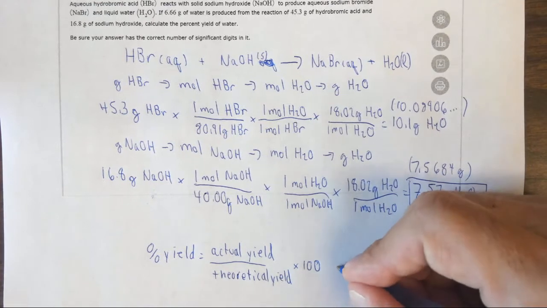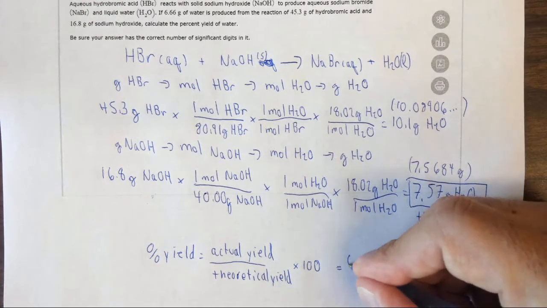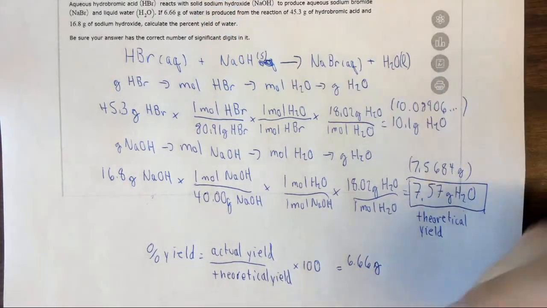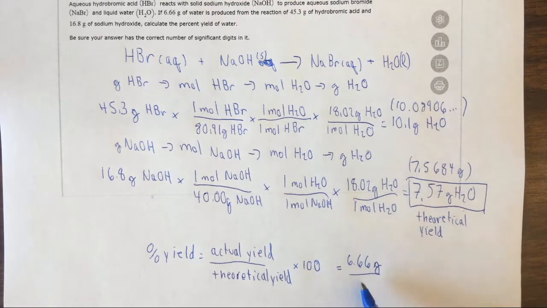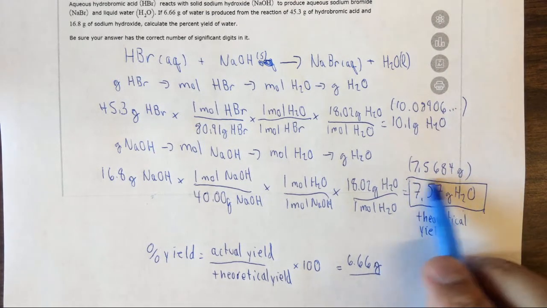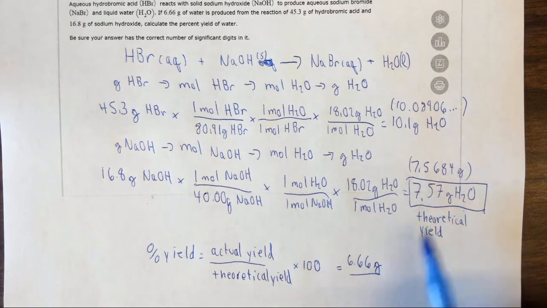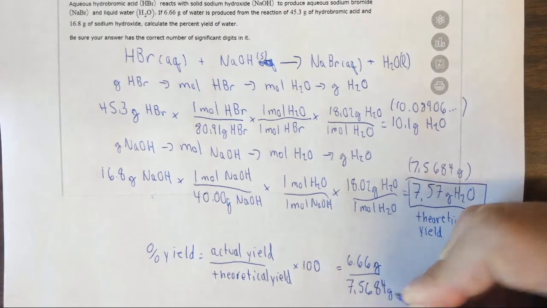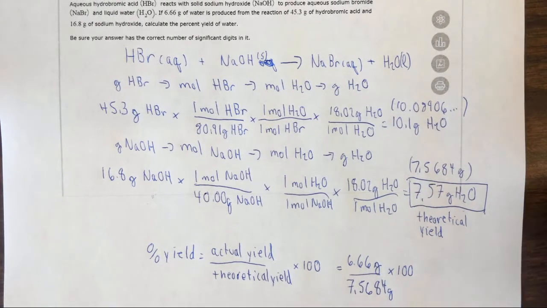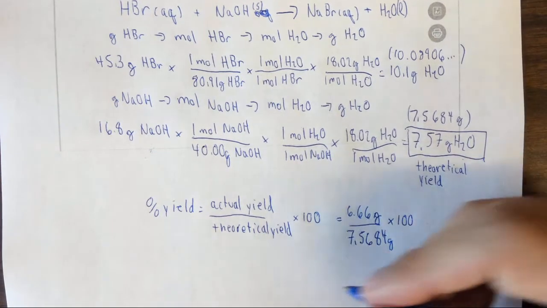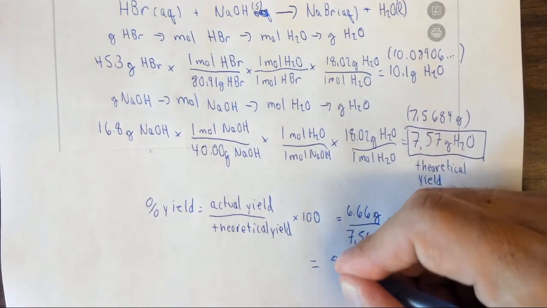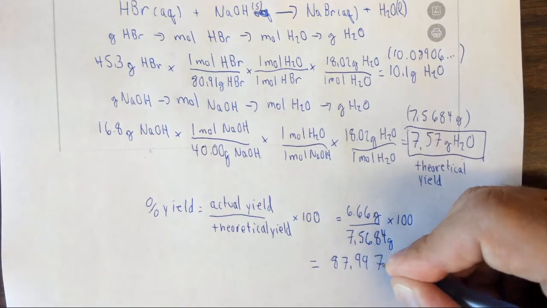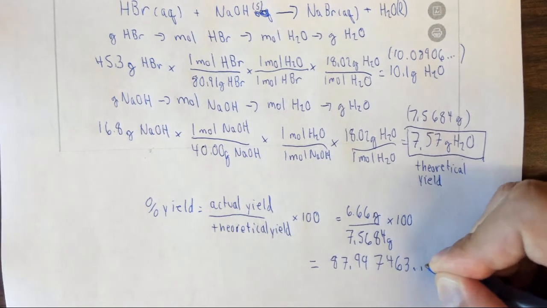Anyway, to solve this problem, we're going to take the actual yield, which is 6.66 grams, the mass of water given in the problem, divide by the theoretical yield that we just found, and technically speaking, you should use all of the digits that the calculator gave you and not the rounded one. You should round at the end. So we're going to put in 7.5684 grams times 100. And when you do that math, you get on the calculator 87.997463 and some more numbers.